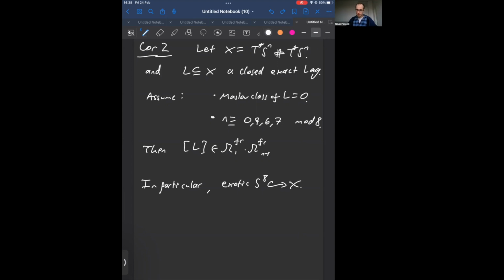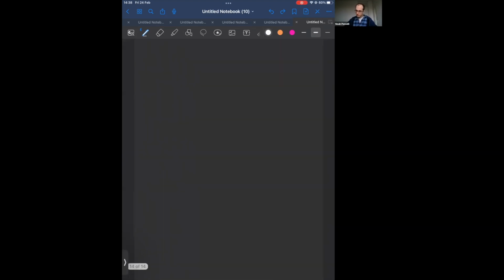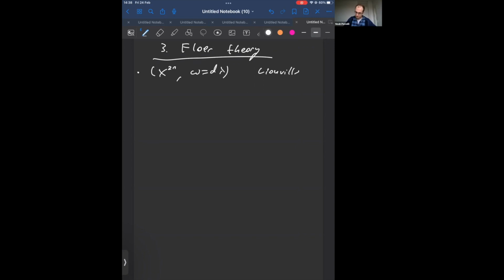Okay, so now I can talk about the way we access these invariants. We'll use some version of Lagrangian Floer theory, but a more recent version of it constructed by Tim Large. I'll explain what he constructs and then what we do with it. So let's take, once again, X, some Weinstein domain, and L and K inside X, some closed exact Lagrangians.